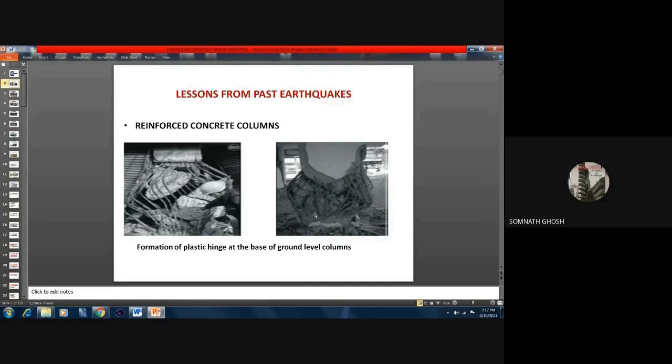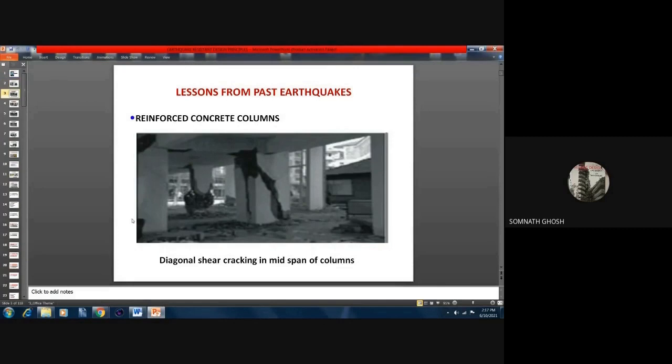So, what kind of failure normally we observe in this particular situation? Just see, this is the kind of failure we observe. Now this is reinforced column, but diagonal shear crack in the midspan of the column. Just at the midspan of the column is a diagonal shear crack. And why is it happening like that? How can we avoid all these things?